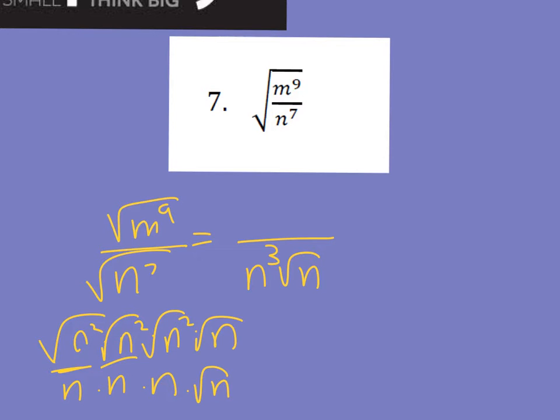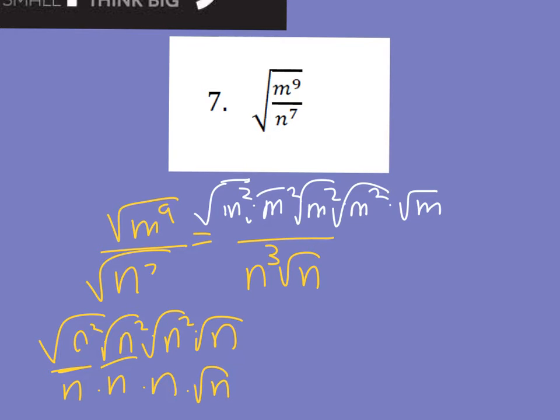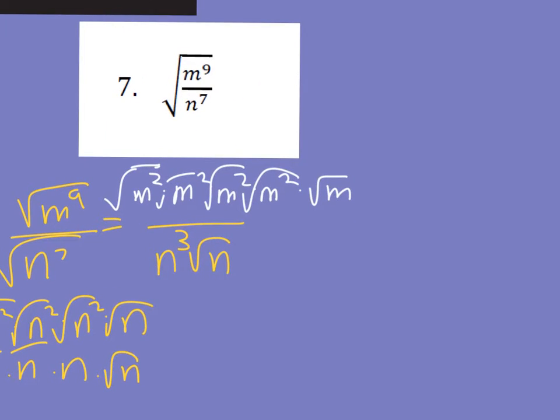On top, what happens is this. This becomes m squared times m squared times m squared times m squared times square root of m. Square root of all these. So that becomes m to the 4th square root of m over n to the 3rd square root of n.